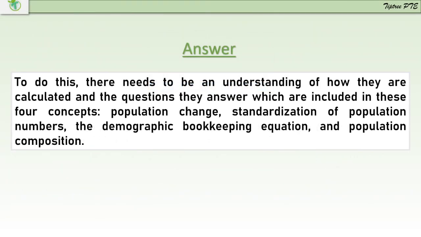To do this, there needs to be an understanding of how they are calculated and the questions they answer, which are included in these four concepts: population change, standardization of population numbers, the demographic bookkeeping equation, and population composition.